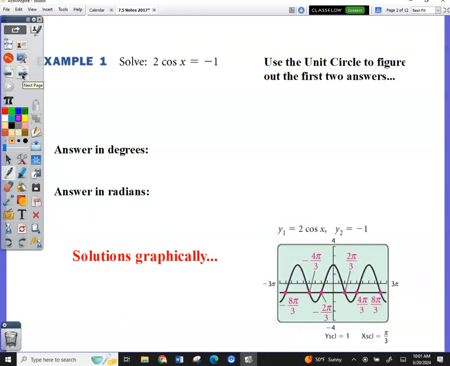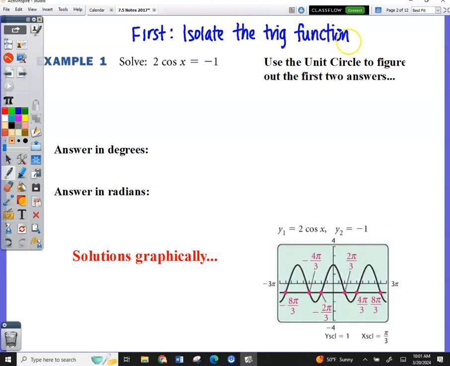First of all, let's take some notes. First, isolate the trig function. So if you think back to solving quadratic equations, you're trying to isolate the x. Well, in this case, we're trying to isolate the trig. That would be the words sine, cosine, tangent, cosecant, secant, cotangent. That's what you're trying to get by itself.